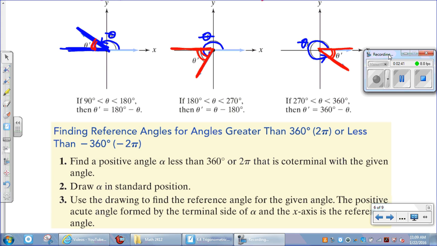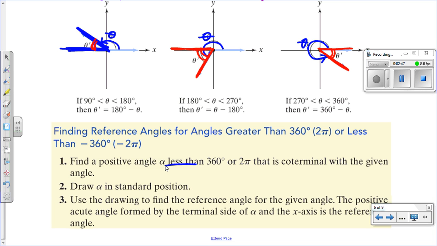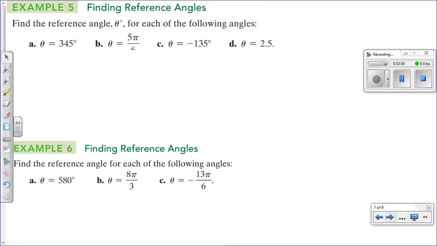All right. So again, the reference angle is formed by the x-axis and the terminal side of the original, and it is an acute angle. That means it's less than 90, correct? All right, so let's go ahead and answer the problems. And you see here, they're actually recommending drawing the original angle so we can get an idea where the reference one will be. So let's answer the problems here.